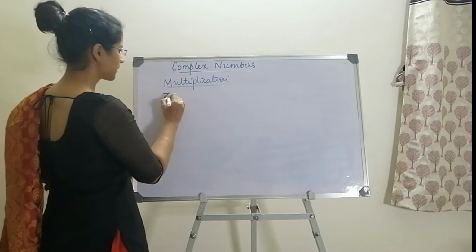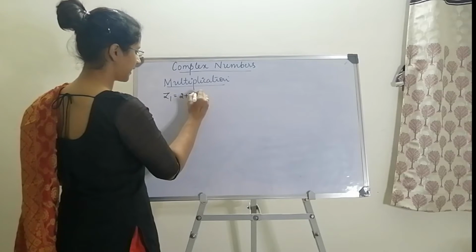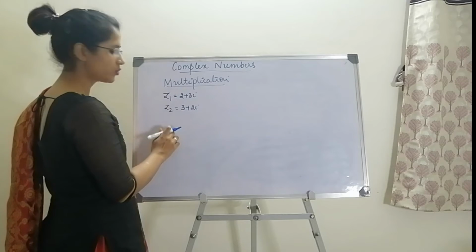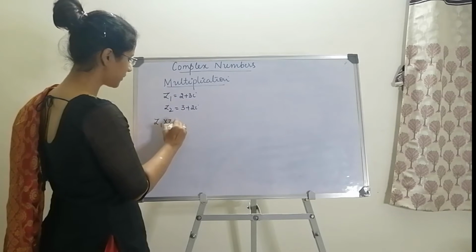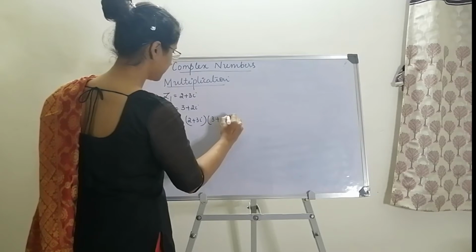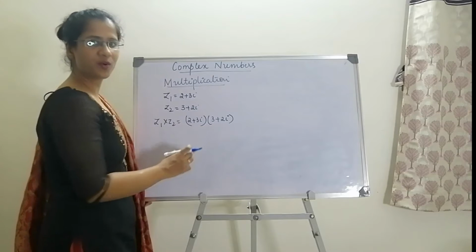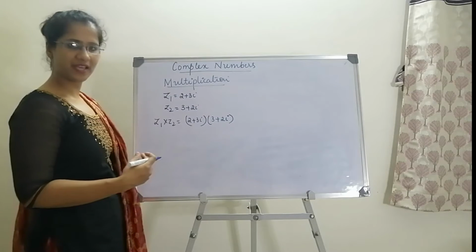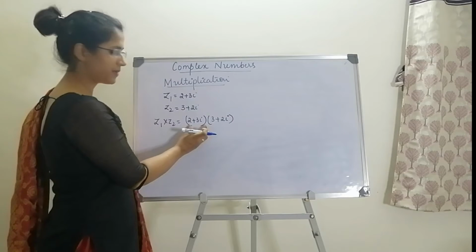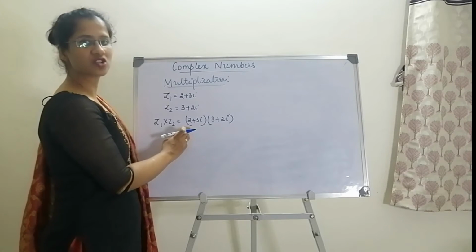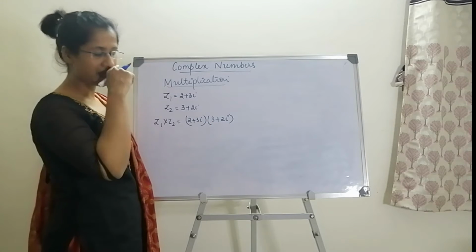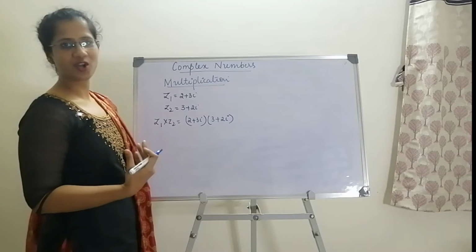If I consider Z1 is equal to 2 plus 3i and Z2 is equal to 3 plus 2i, multiplication of two complex numbers can be done this way: (2 plus 3i) into (3 plus 2i). In my previous video, I mentioned binomial multiplication over and over again. What do we mean by binomial multiplication? Inside a bracket, if I have two terms, it is called a binomial. So when I expand two binomials, it becomes multiplication of binomials.